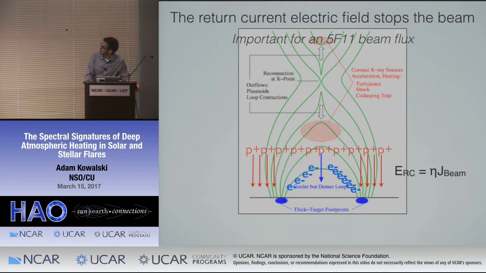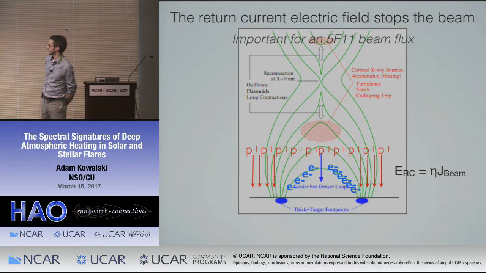All right, there's a theoretical issue with the 5F11 beam flux. Assuming electrons and protons get the same energy at the reconnection, the electrons will speed ahead of the protons. And so there will be a charge imbalance and an electric field that forms. And that electric field is indicated by the red downward arrows.